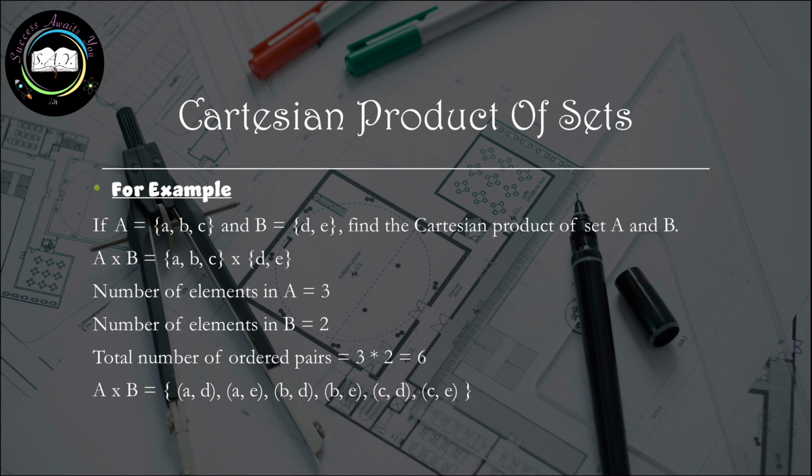Let's start. First pair a and d, second pair a and e. Now pick b, third pair b and d, fourth pair b and e. Now lastly pick c, fifth pair c and d, and last, sixth pair c and e. All these will be the Cartesian product of set A and B.